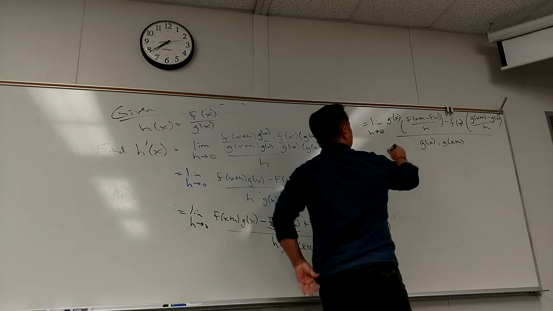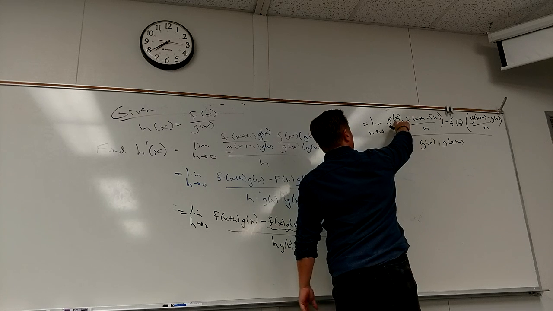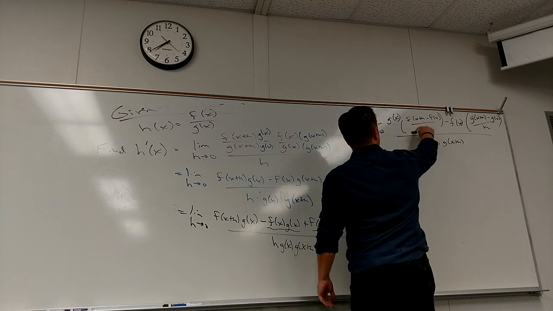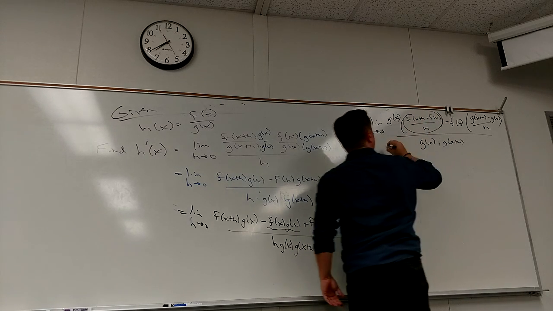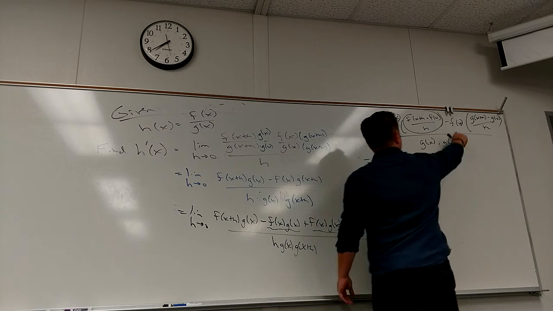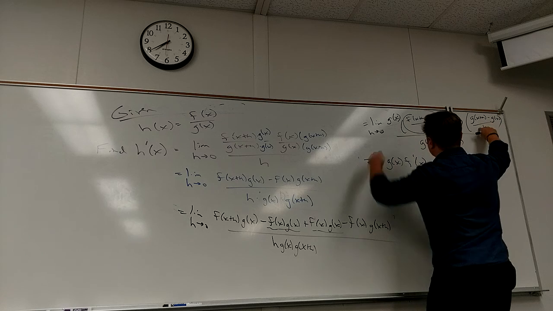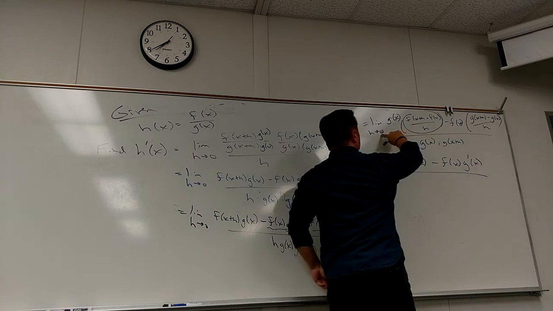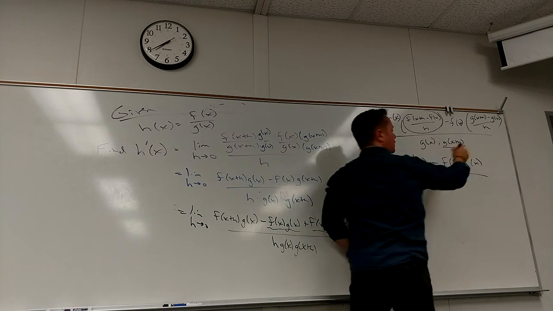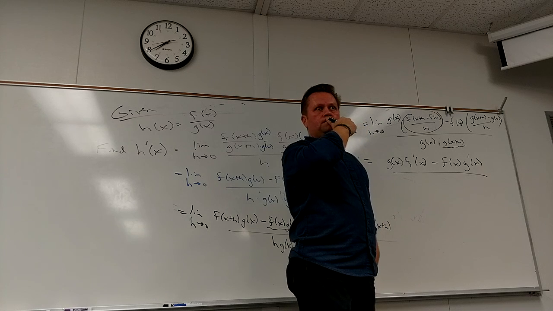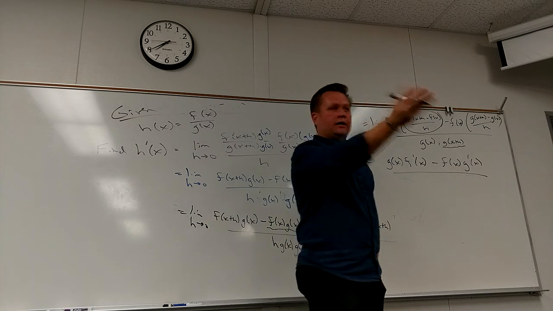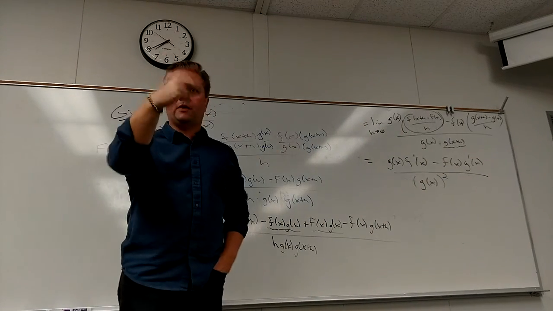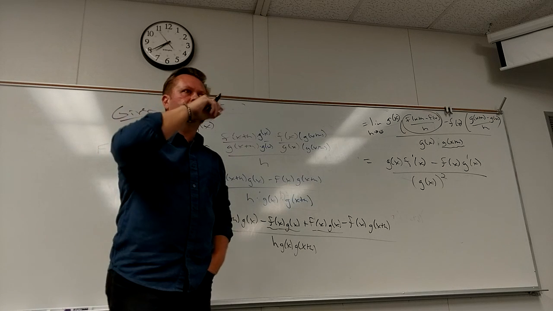So then what do I get? I get g of x. As h goes to 0, this doesn't matter, it has no h. And what's this? It's f prime. Minus f of x, and what's this? g prime. All over, as h goes to 0, what happens to this? It just turns into g of x times another g of x, which is g of x squared, which is what I was saying earlier. That bottom became the square of what was on the bottom to begin with.